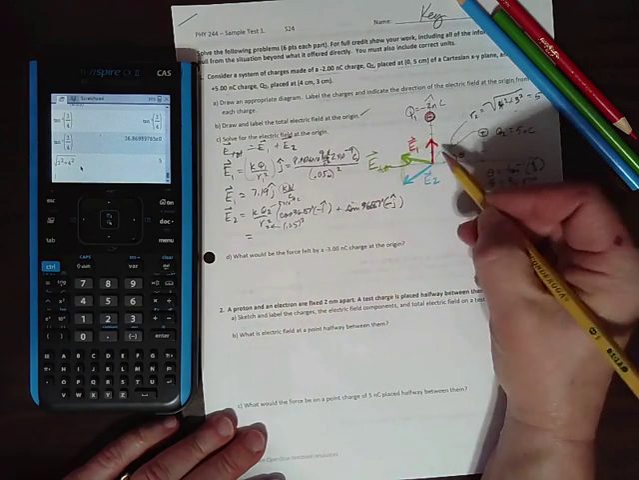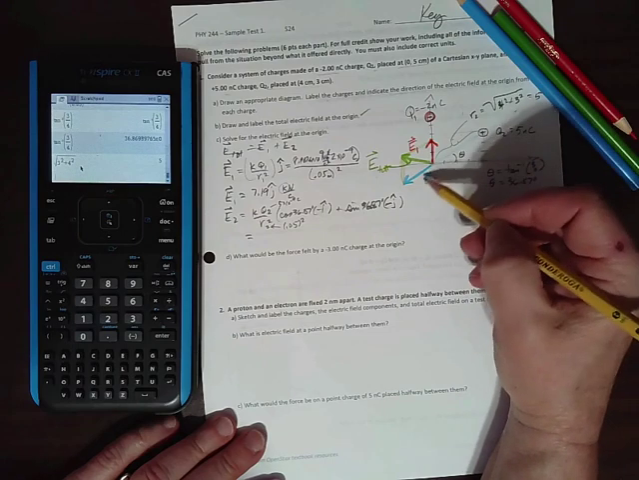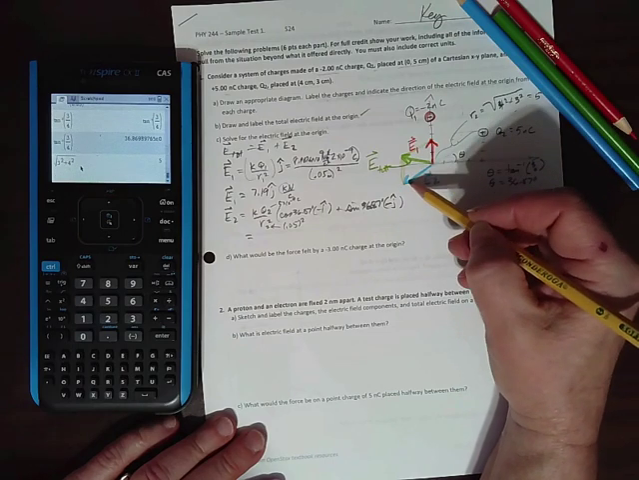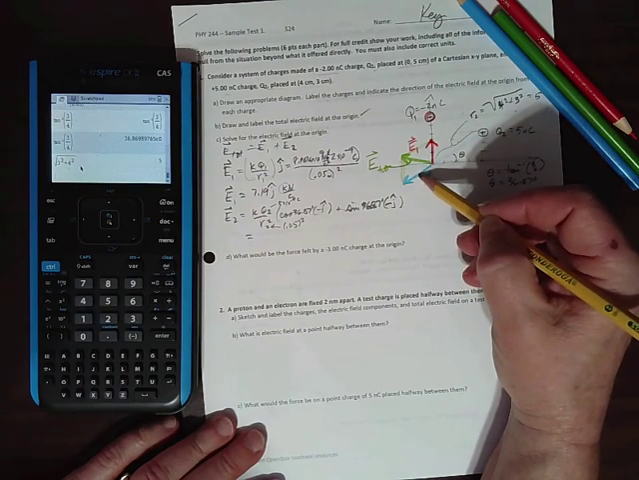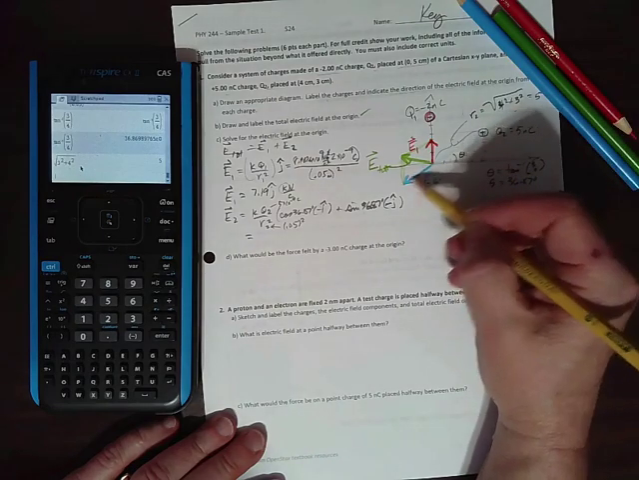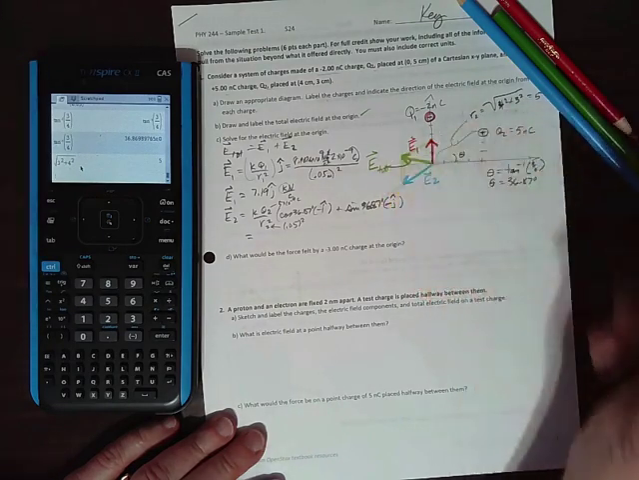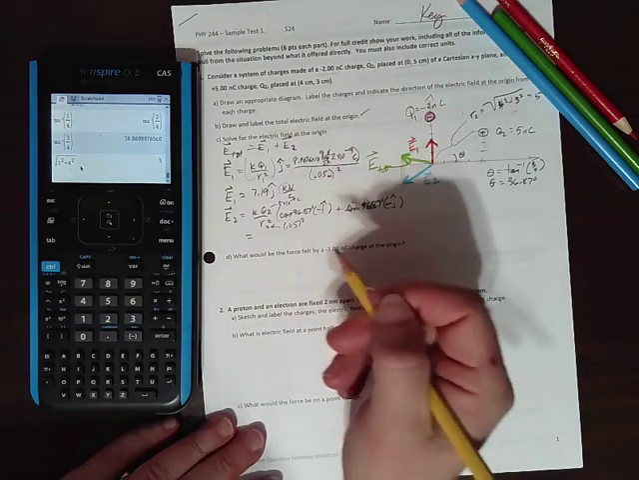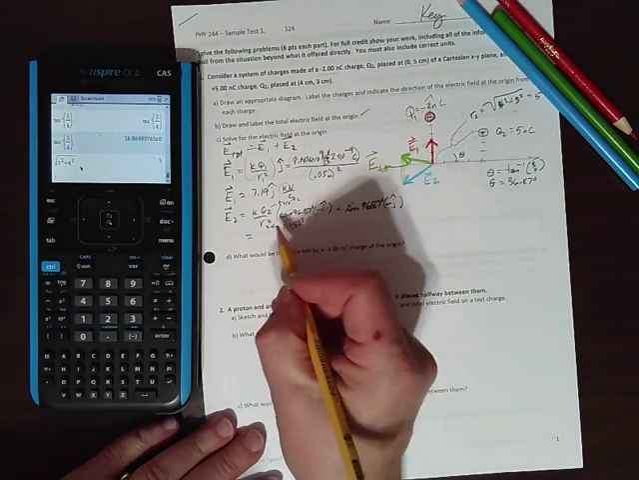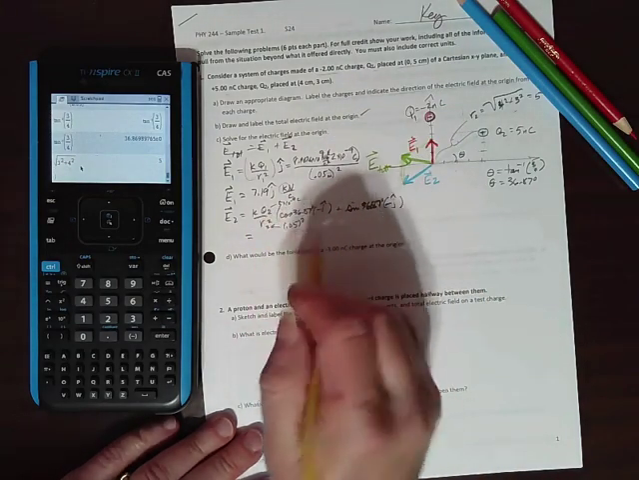Oh, so I was wrong. They're the same distance away. They're both 5 away. So this one should be quite a bit longer because it's a bigger charge. So my picture's not going to be very good. But anyway, we'll go with it. Okay, so we can calculate this.